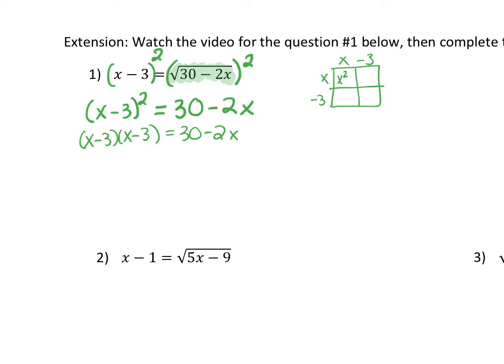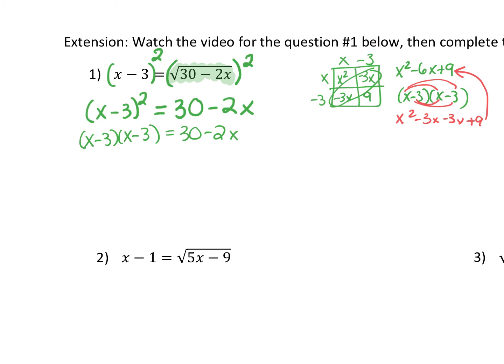So if I do the box method, I'm going to multiply my values into the box. So x times x is x squared, x times negative 3 is negative 3x, x times negative 3 is negative 3x, negative 3 times negative 3 is negative 9. Combine those like terms. You could have also done it by FOIL, which remember is first, outside, inside, last. And that would get you to the same answer. So either way, we got to multiply that binomial times itself, and I'll end up with x squared minus 6x plus 9 equals 30 minus 2x.